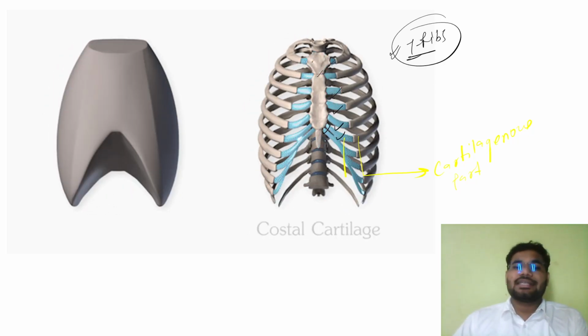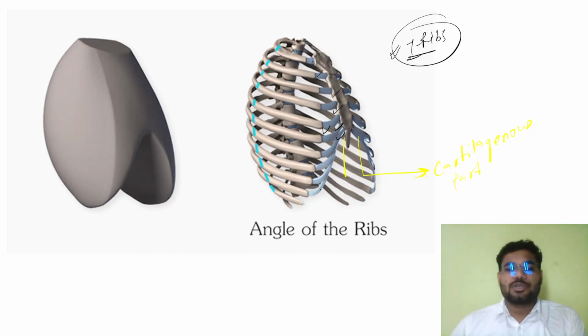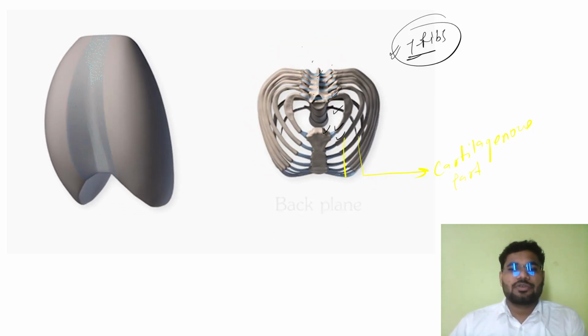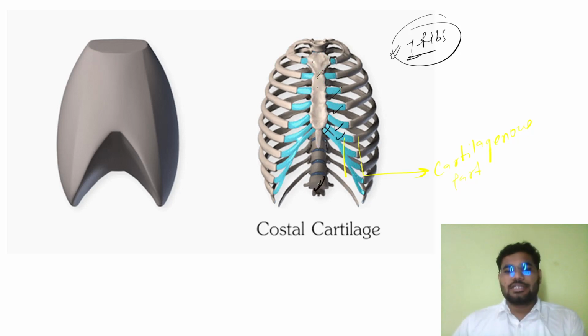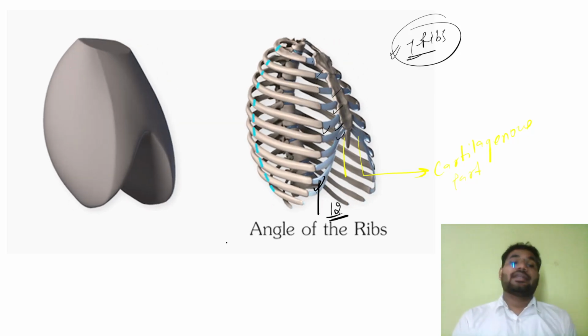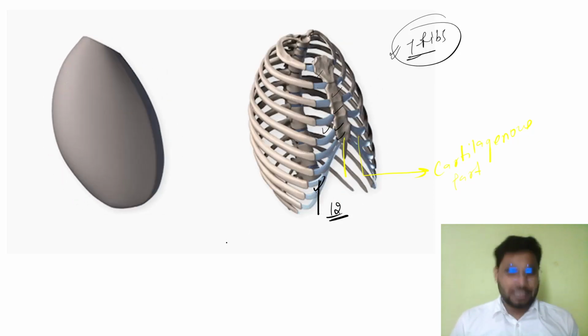You can see that these ribs are posteriorly attached to the vertebral column. These are the 12 thoracic vertebrae. If you want to count, let's say this is 1, 2, 3, 4 and similarly, till there are 12 thoracic vertebrae. So, anteriorly these ribs are attached to the sternum and posteriorly they are attached to the thoracic vertebrae.